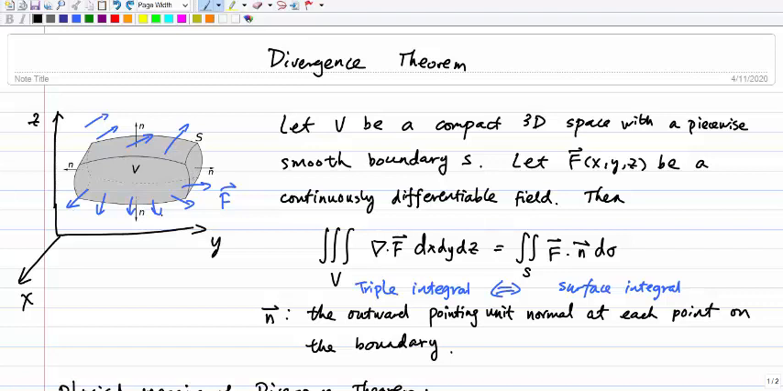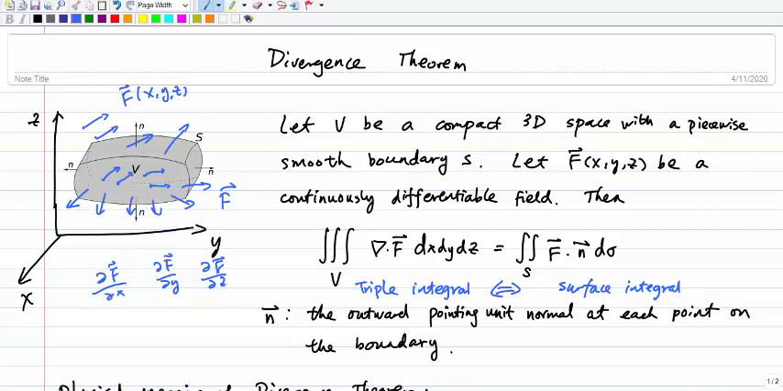Okay. Also, let F(x, y, z) be a continuously differentiable field. This is represented by F. This is my F, with x, y, and z, a continuously differentiable field, which means for any point inside here, I can define a vector associated with that point. It's called a vector field. Continuously differentiable means I can take partial F over partial x, partial F over partial y, and partial F over partial z. They do exist, so that's called continuously differentiable.